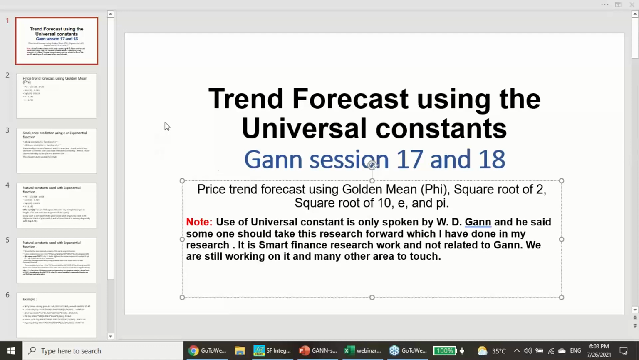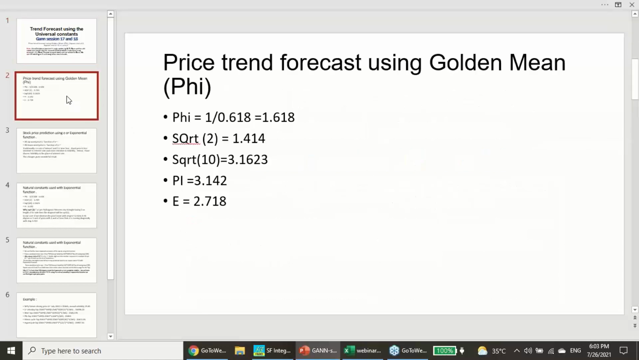Now coming to the subject. Here we are going to learn about trend forecasting using natural constants. There are different kinds of natural constants we are using. One is phi, one of the Fibonacci ratios that all of you will know. 1 divided by 0.618 is known as 1.618, which is phi.